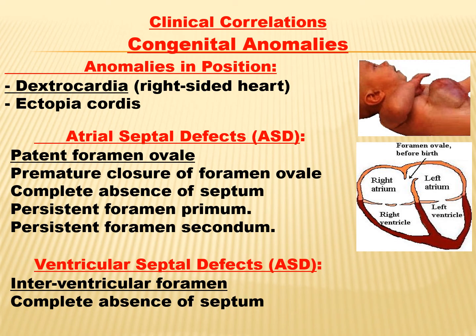Clinical correlation: congenital anomalies. Anomalies in position. The first is called dextrocardia, or right-sided heart. The heart is directed to the right side, and its chambers are reversed. It results from reversal of the heart tube during development.